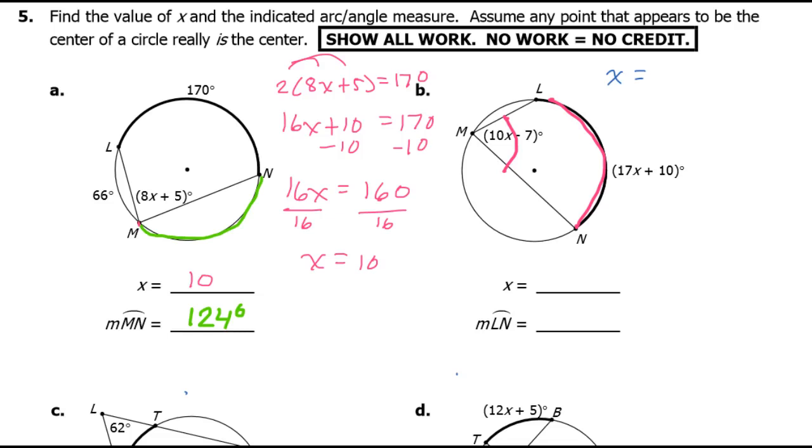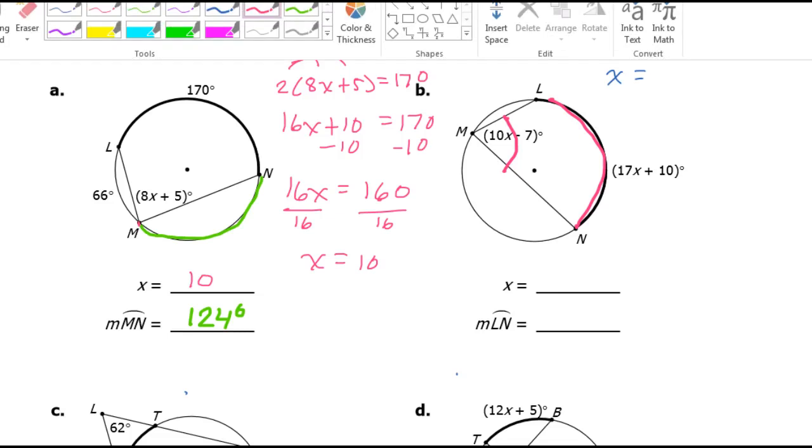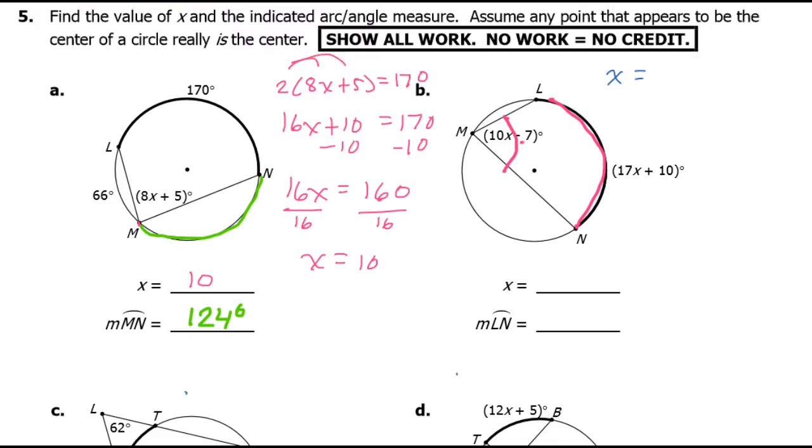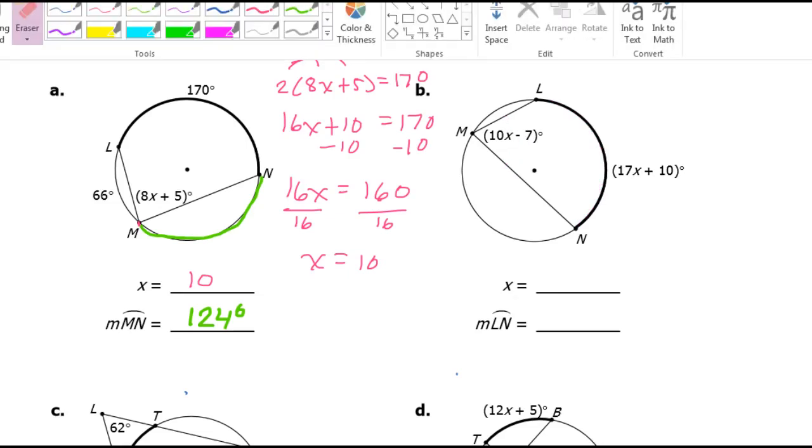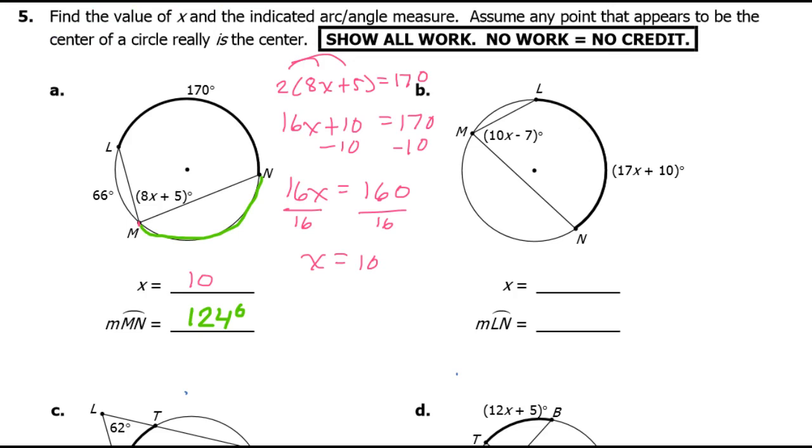That's right. Okay, so let me erase these lines so you can read, and then go ahead and give me the whole equation. All right, I heard you say 2 times 10x minus 7 equals 17x plus 10. Correct. All right, the arc is double the angle. So if we double the angle, that should equal the arc.